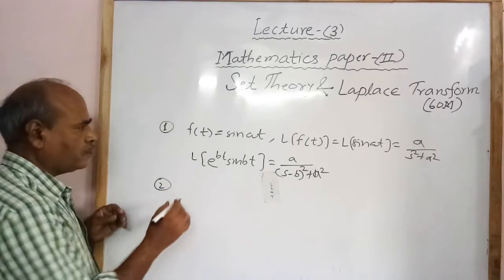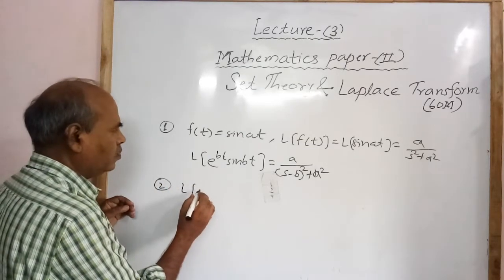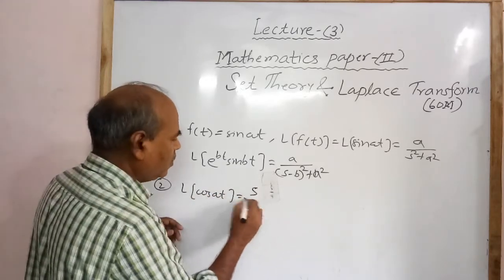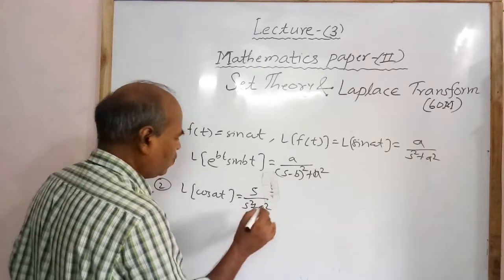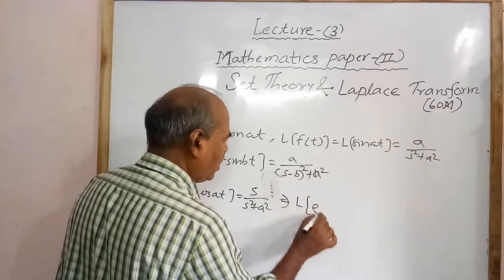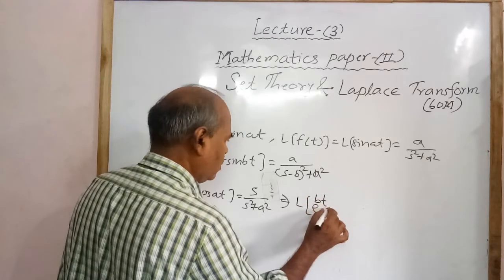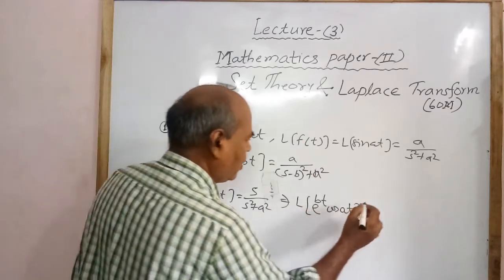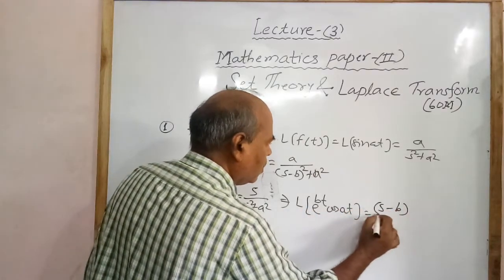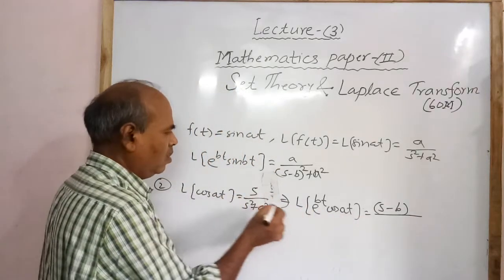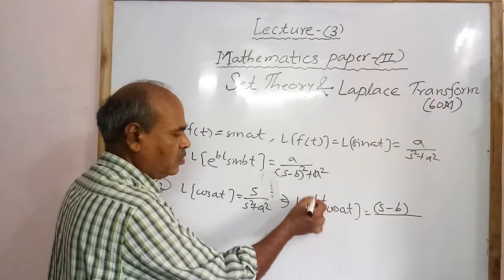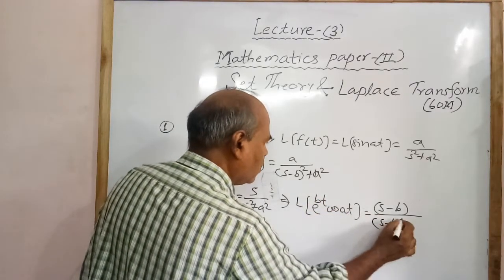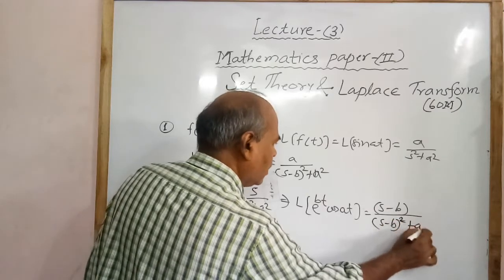Then second, Laplace of cos at. You know Laplace of cos at is s divided by s square plus a square. Therefore, if you multiply the function by e to the power bt cos at, then by shifting theorem, s is replaced by s minus a. Here e to the power bt means a equal to b, therefore s minus b divided by (s minus b) whole square plus a square.